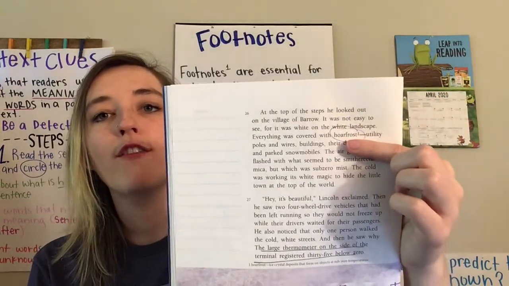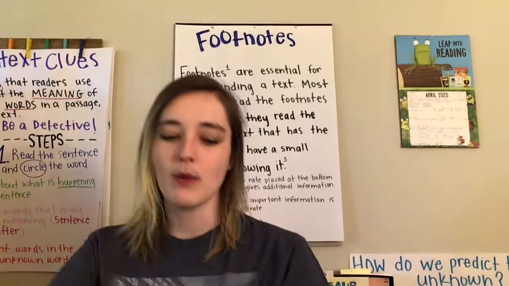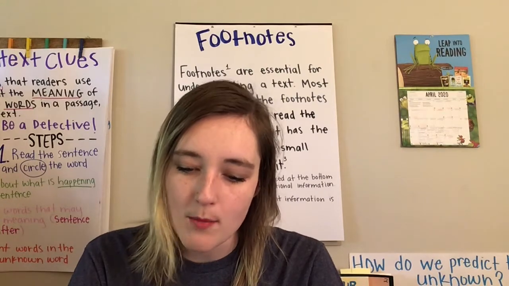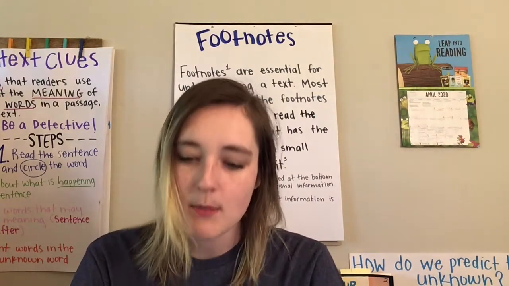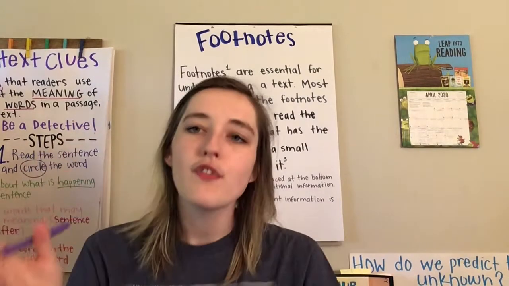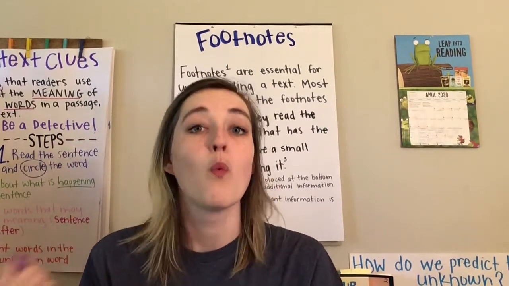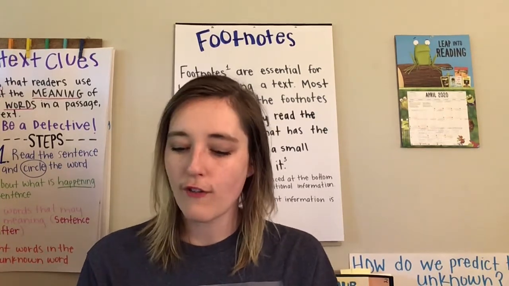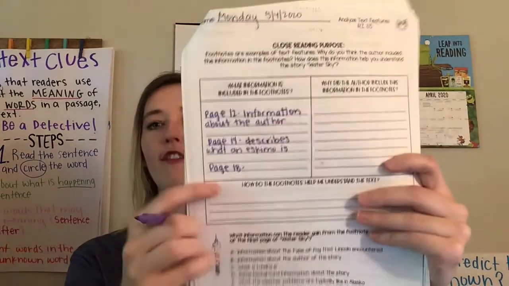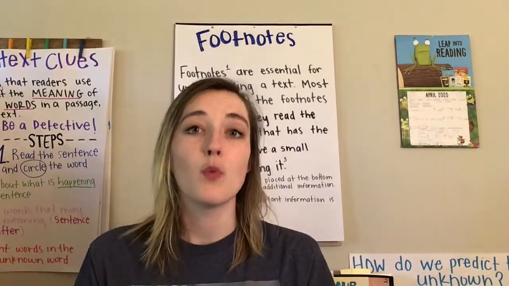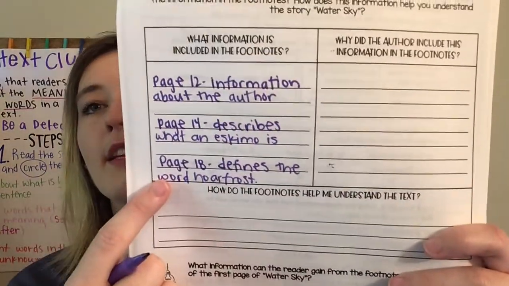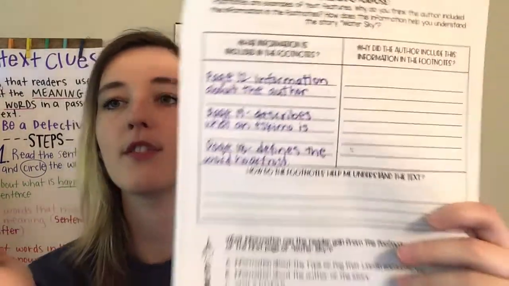Okay, so hoarfrost 1, I'm going to go down to the footnote and read what it says. Hoarfrost, ice crystal deposits that form on objects in sub-zero temperatures. So what this footnote is doing is defining what hoarfrost means. It is ice crystals that form on objects. So for what information is included in the footnote, I'm just going to say defines the word hoarfrost. Next to my page 18 footnote, I just said defines the word hoarfrost.